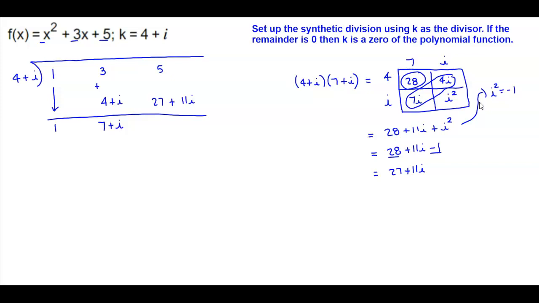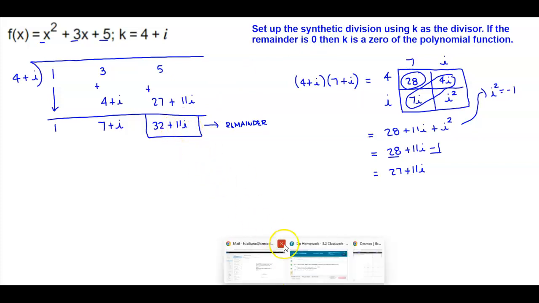Okay, now that we have that product, we're going to add 5 with 27. So 27 plus 5 gives us 32 plus 11i. So this is going to represent the remainder. Okay, so what does that tell us? Well, 0 is not the remainder, so 32 plus 11i is the remainder.